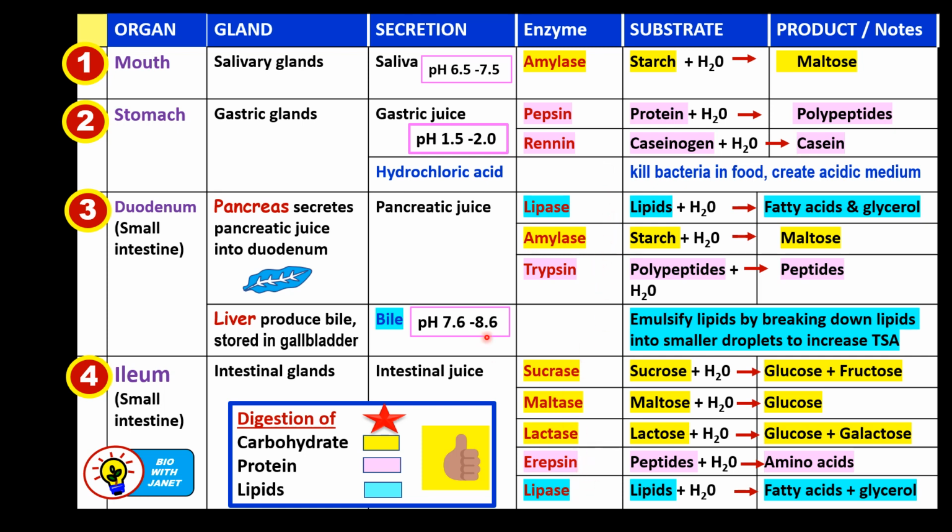So this table is very useful as it shows you the digestion of the different classes of food such as carbohydrates, proteins, and lipids, by highlighting the various classes of food with different colors. You can also do that for your table. And so this table will be very helpful to you when you do your revision.